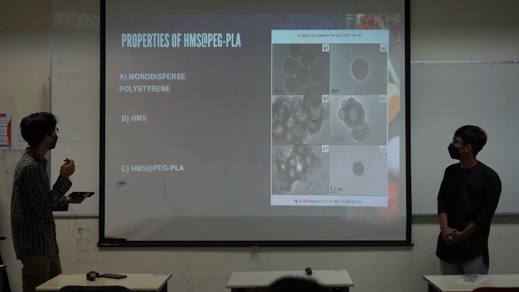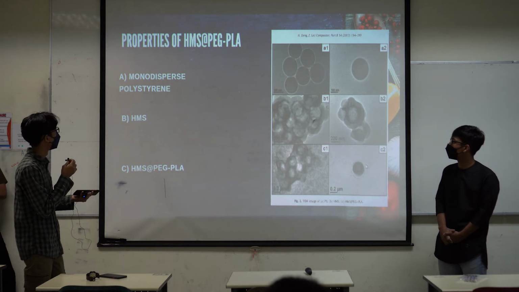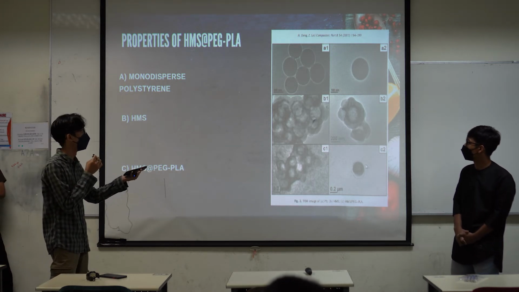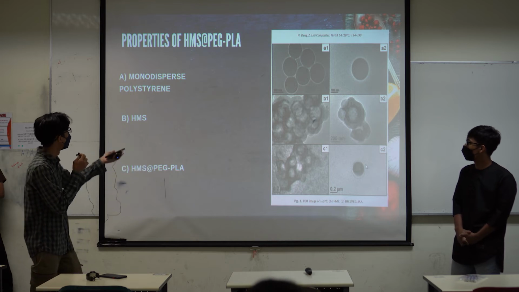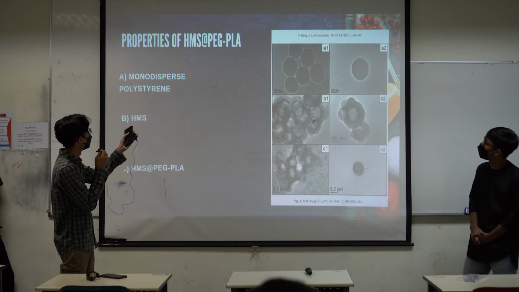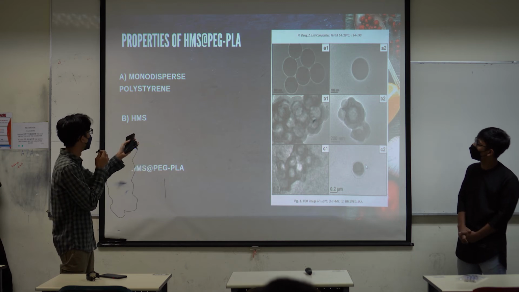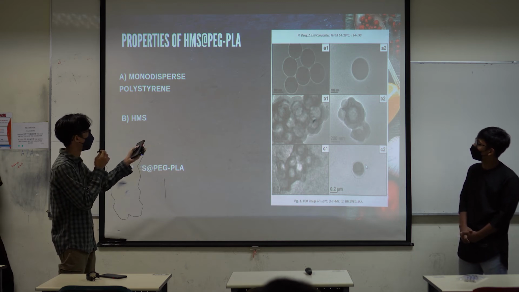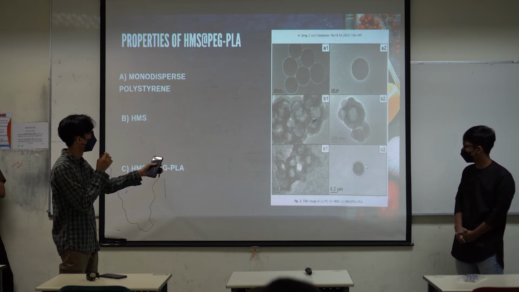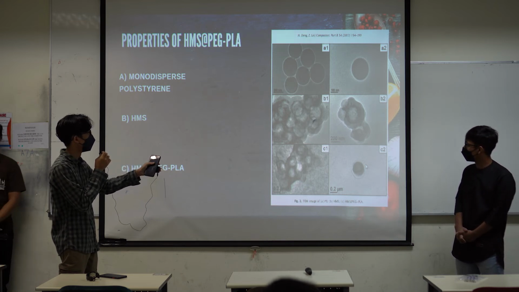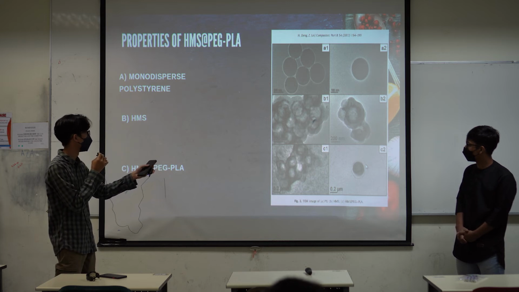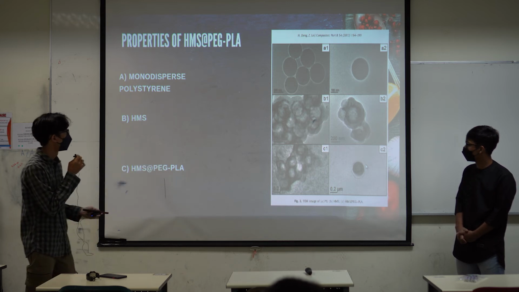Next. This is the results that they get from the paper. We can see here at the A image is the monodisperse polystyrene, and then the B one is the hollow microspheres itself, and the bottom one is the hollow microspheres with the drug inside, and also the surface coating with polyethylene glycol polylactic acid. Next.